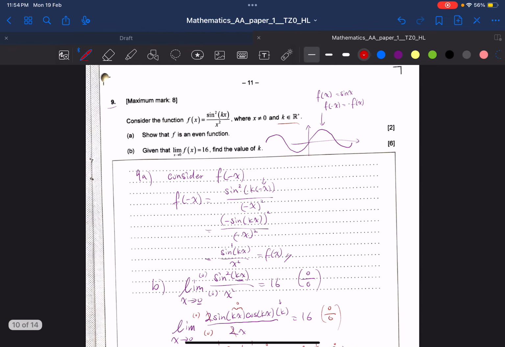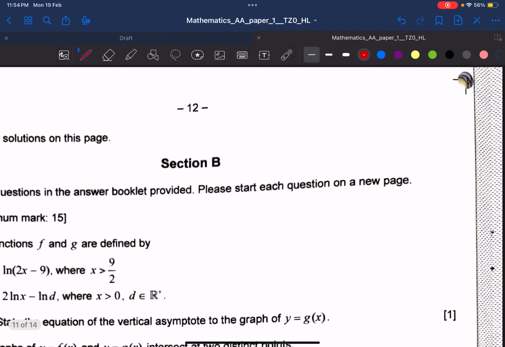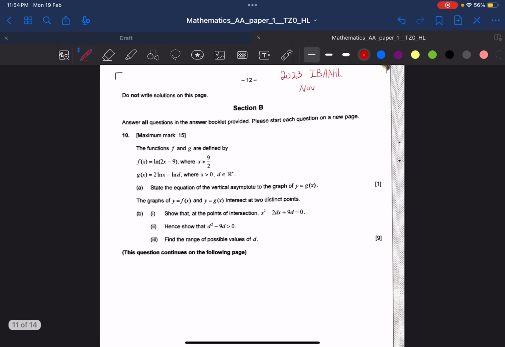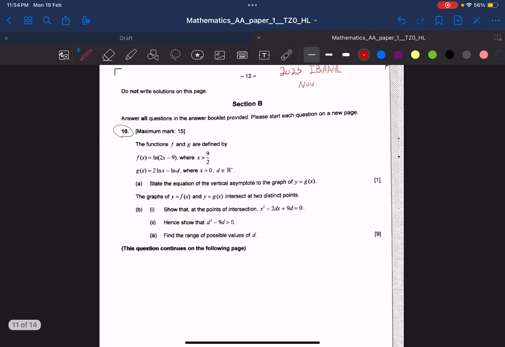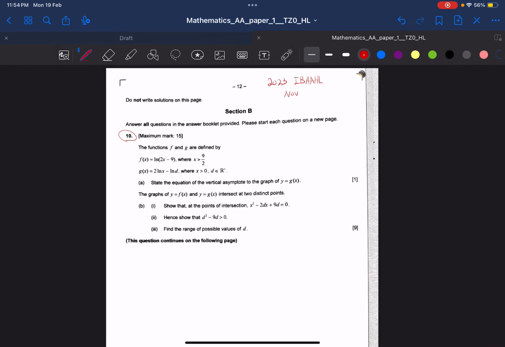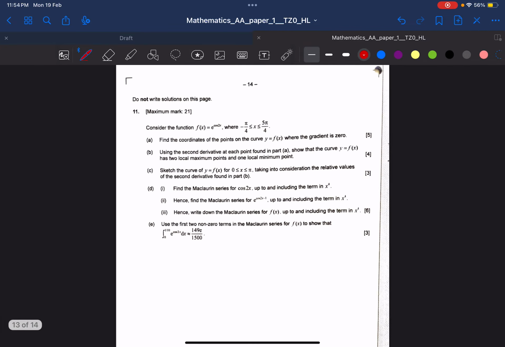Okay, so welcome back. This is IB, the 2023 IB AAHL November, Section B question. This solution is already in my question paper because of time, so we can go through that in your spare time. I think this is relatively easy, so I'll just skip this one.